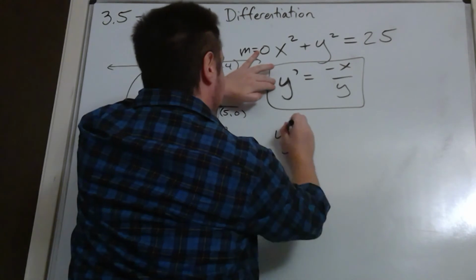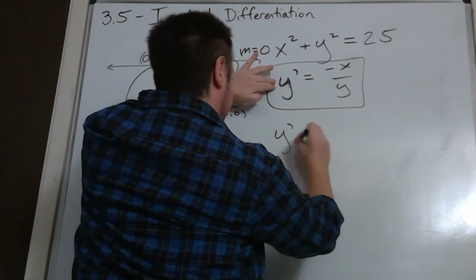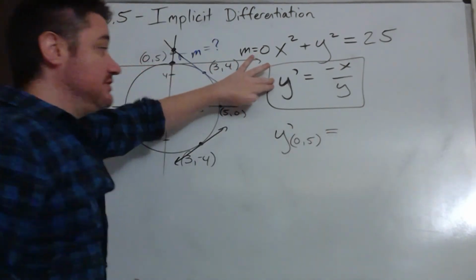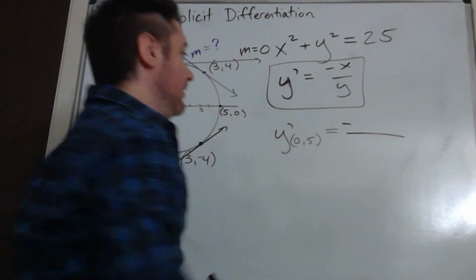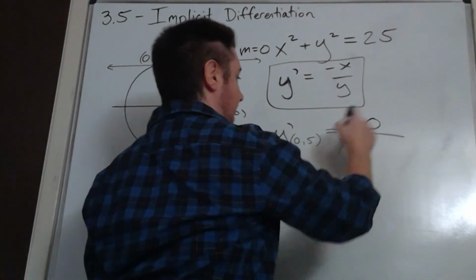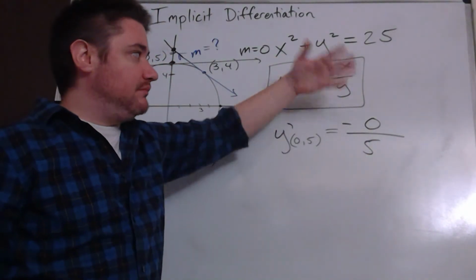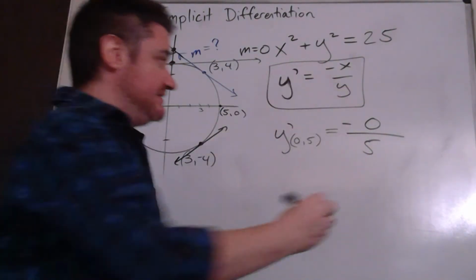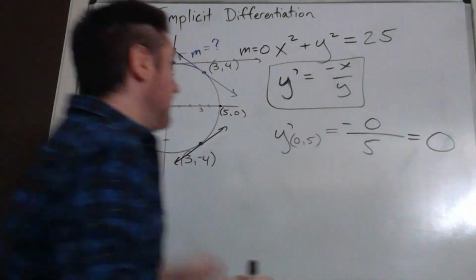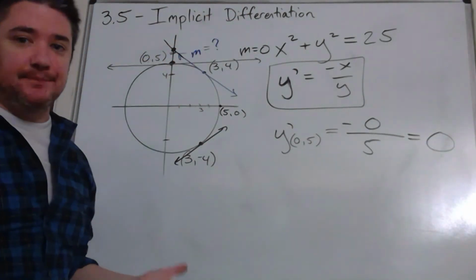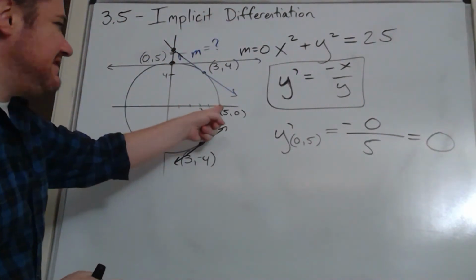So let's try. y prime at the point (0, 5) is equal to, I've got a negative up here, my x is 0, and the y here, plug in 5. Well, 0 over the negative, notwithstanding, 0 over non-zero is equal to 0, right? And my slope at that point is equal to 0. Works out great.